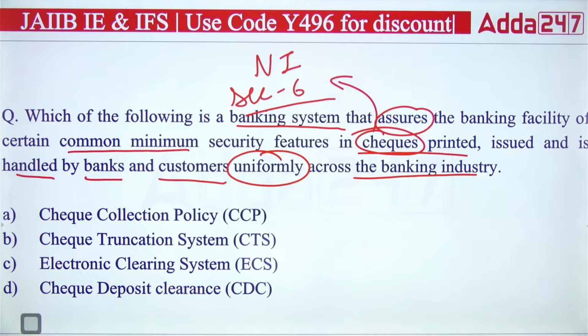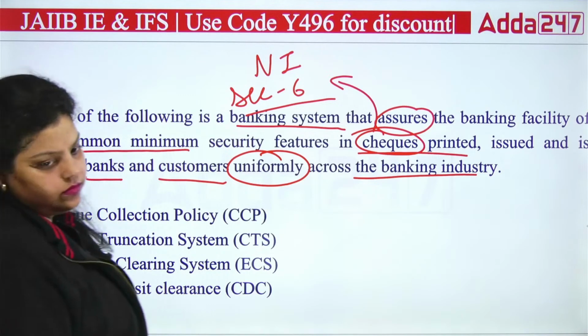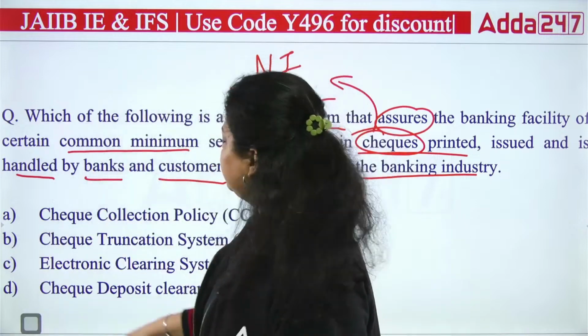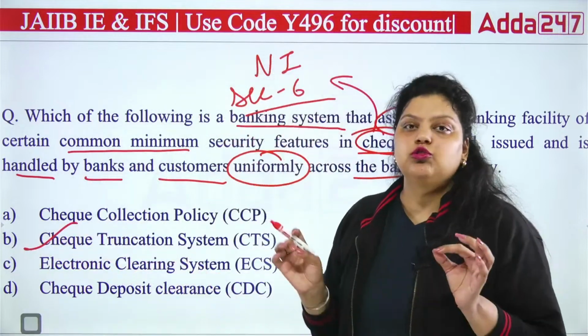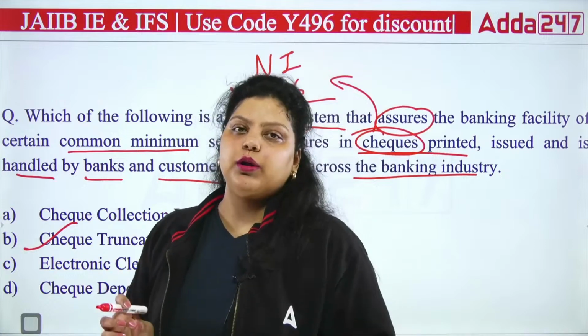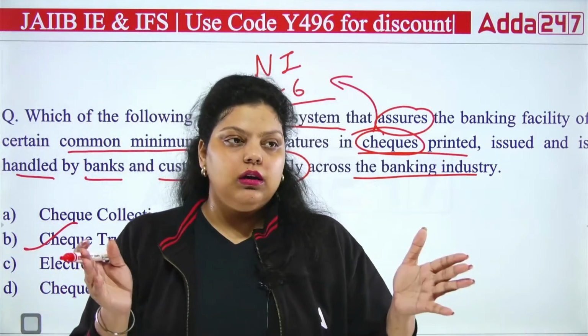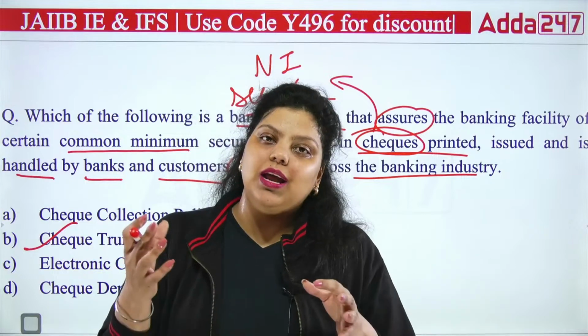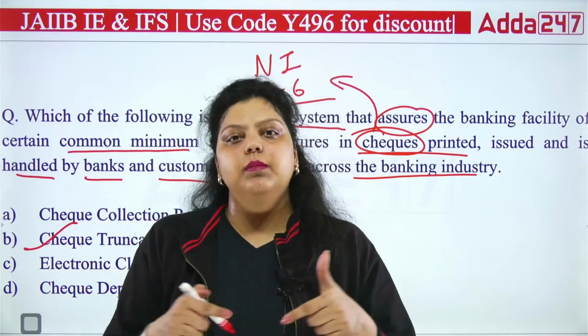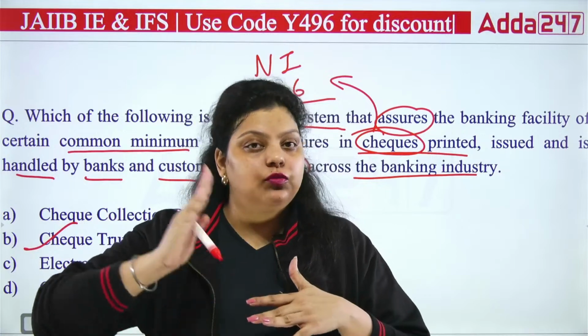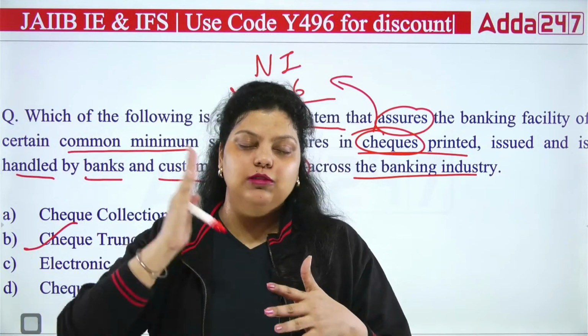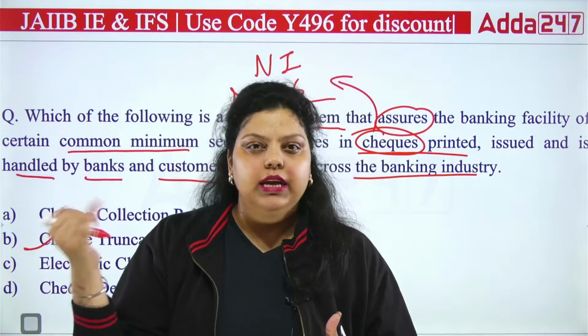Out of these four, what do you think, which system provides security features in a check? Obviously, the check truncation system. CTS was introduced to stop the physical movement of check, and since we have introduced the CTS, we are actually focusing on the electronic image of a check. We do not transfer the check physically among the parties or among the banks or the clearing house.